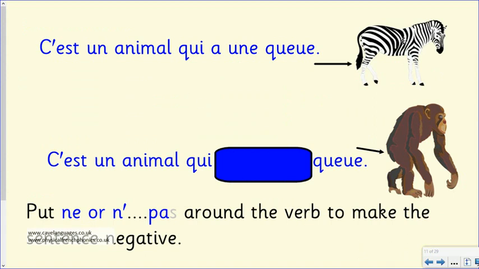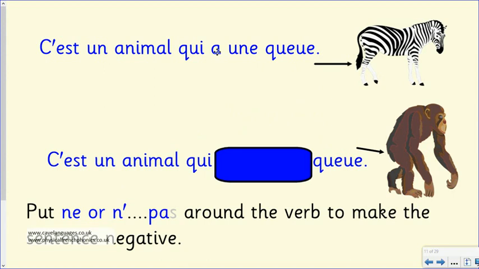Right, so if you wanted to talk about this zebra and say it's got a tail, it would be c'est un animal qui a une queue. But what if you wanted to give a clue as to what animal it was by saying that it hasn't got a tail, like a monkey's, a chimpanzee's not got a tail? So do you remember to make the sentence say not, you put ne or n apostrophe and pas around the verb. Which is the verb here in this bit?